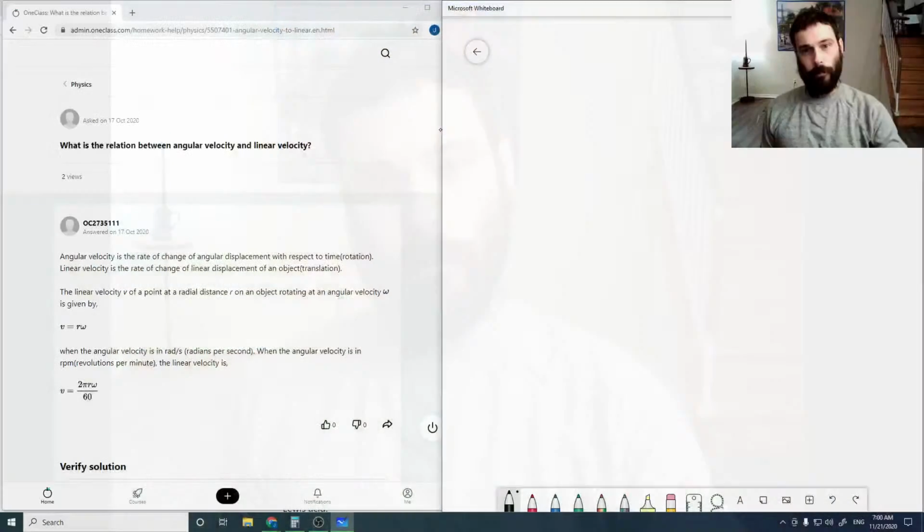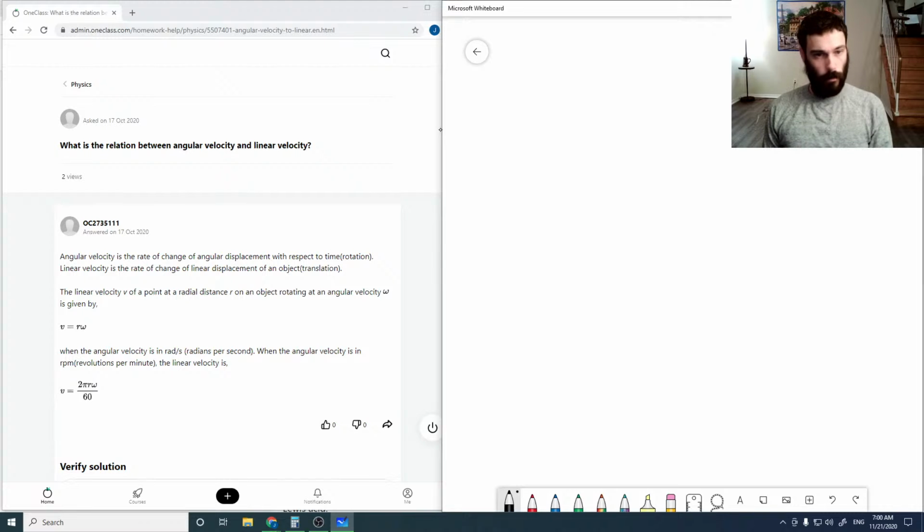Today I'm going to run through a few undergraduate level physics questions. So here's our first one. What is the relation between angular velocity and linear velocity? I'm going to test how well I can draw a circle here, but this would be referring to circular motion.